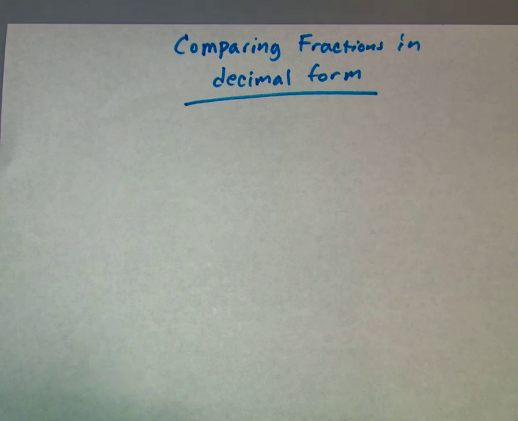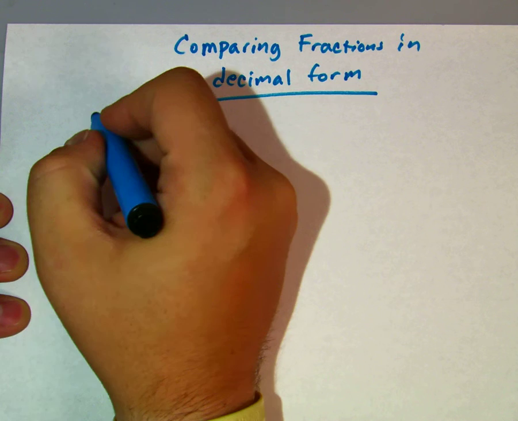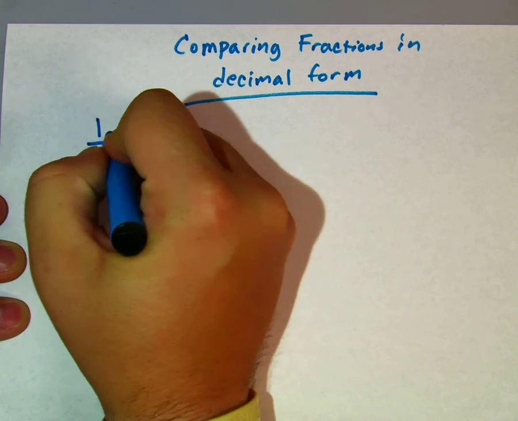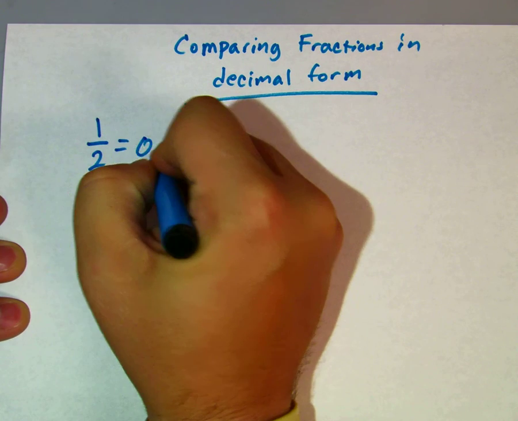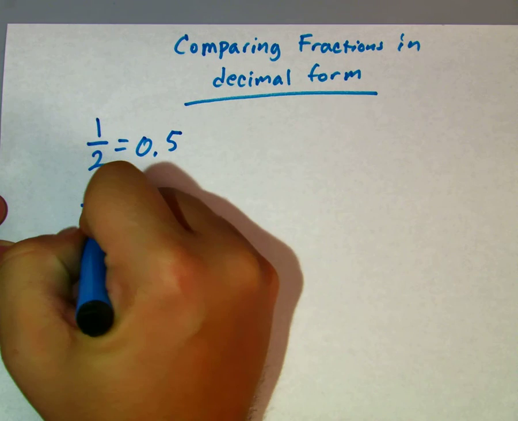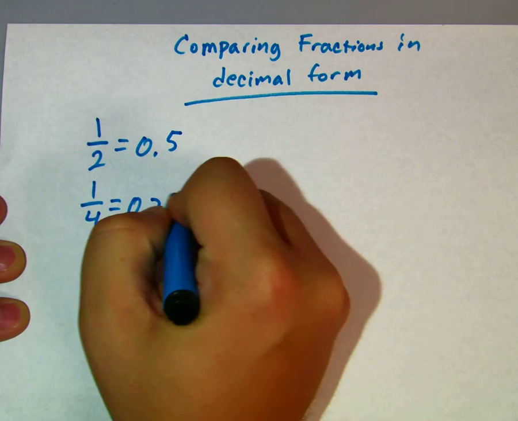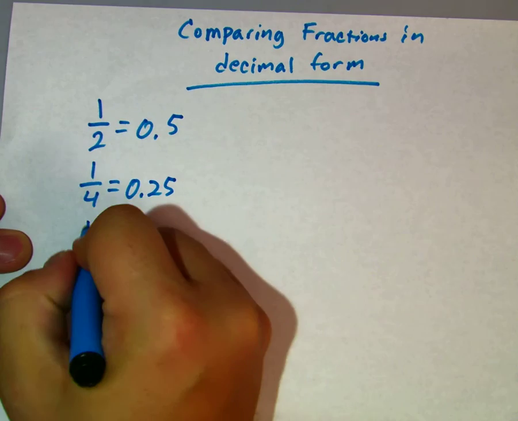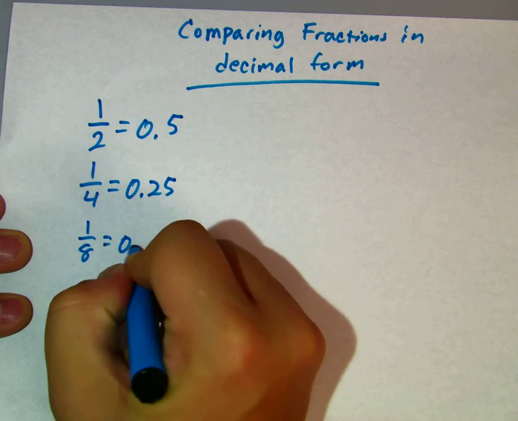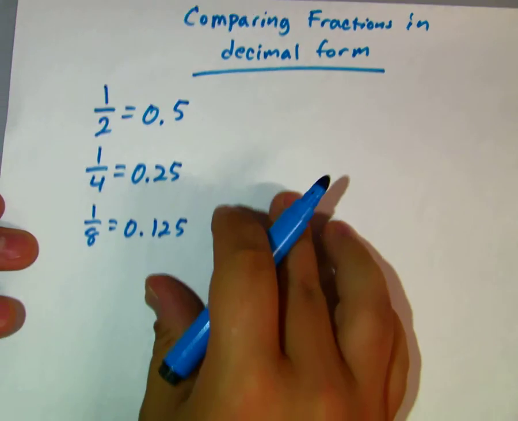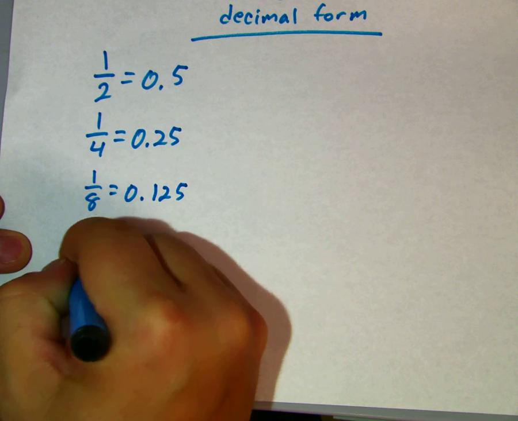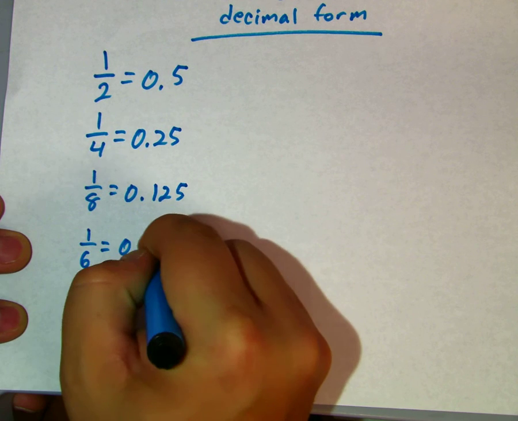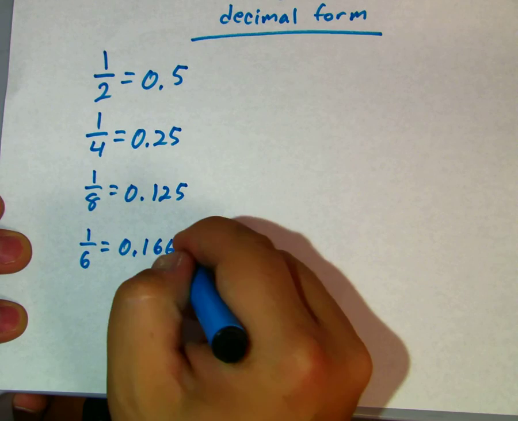Now so far you've learned how to order fractions by looking at them and how to convert fractions into decimals. So now that we've done that, I'm just going to write down some common fractions and decimals. So we know that 1/2 is 0.5, 1/4 should be 0.25, 1/8 is 0.125, 1/6 is 0.166, let's say 1667.